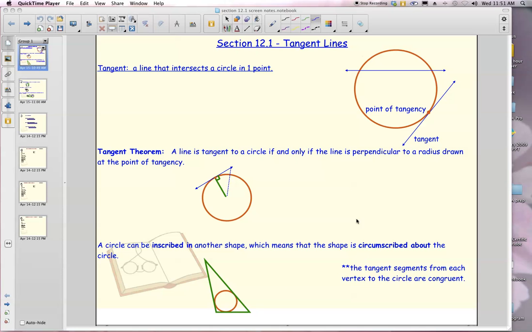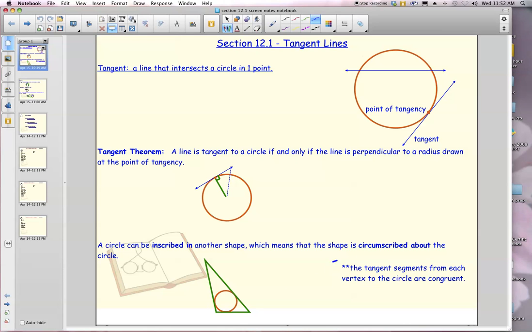One of the side notes that goes with that is right here. It says that the tangent segments, so that means from a vertex to the point of tangency, that length is going to be the same as that length. So if you start at a vertex of the triangle and you go to the point of tangency on both sides of the circle, those lengths are going to be equal to each other. Same thing here. When I draw this tangent line and this tangent line, the distance here has to be the same as the distance here.